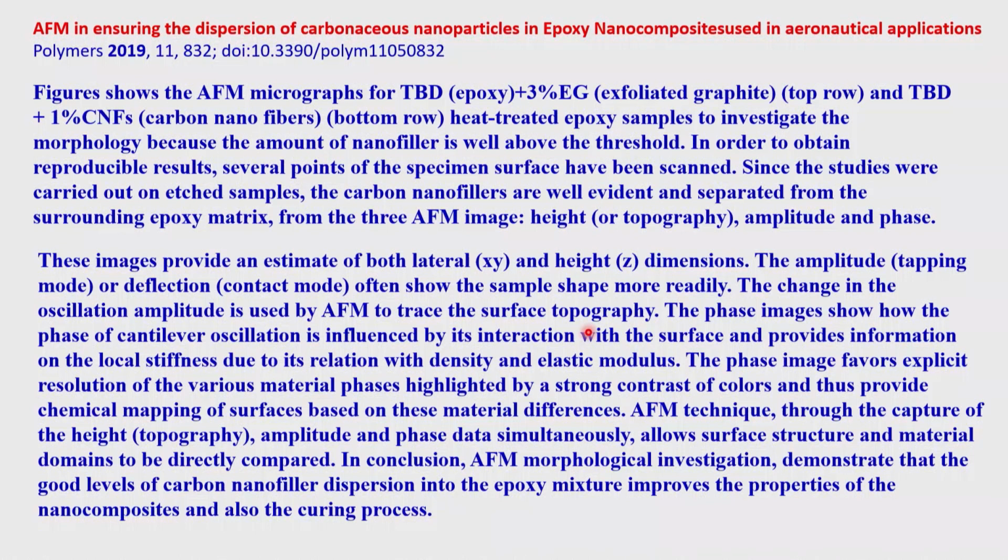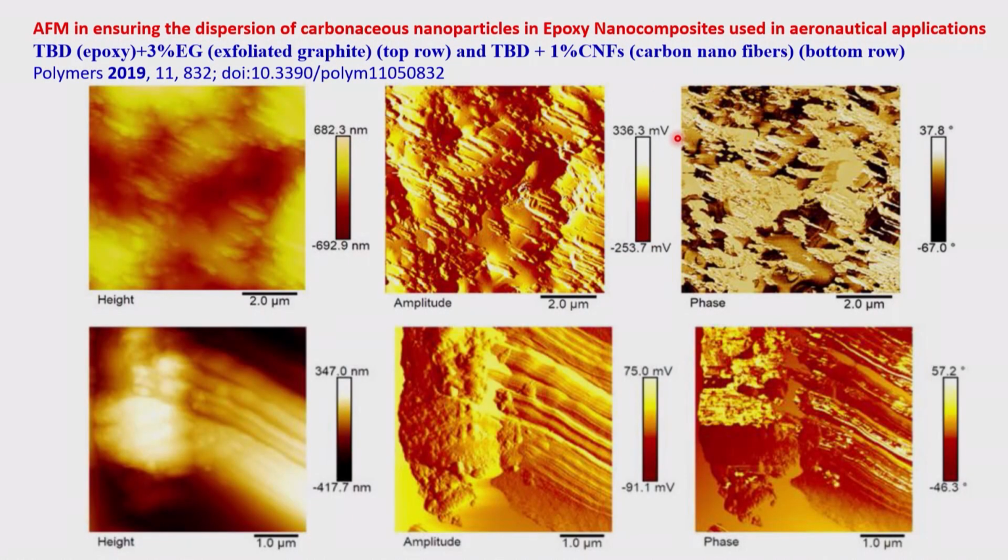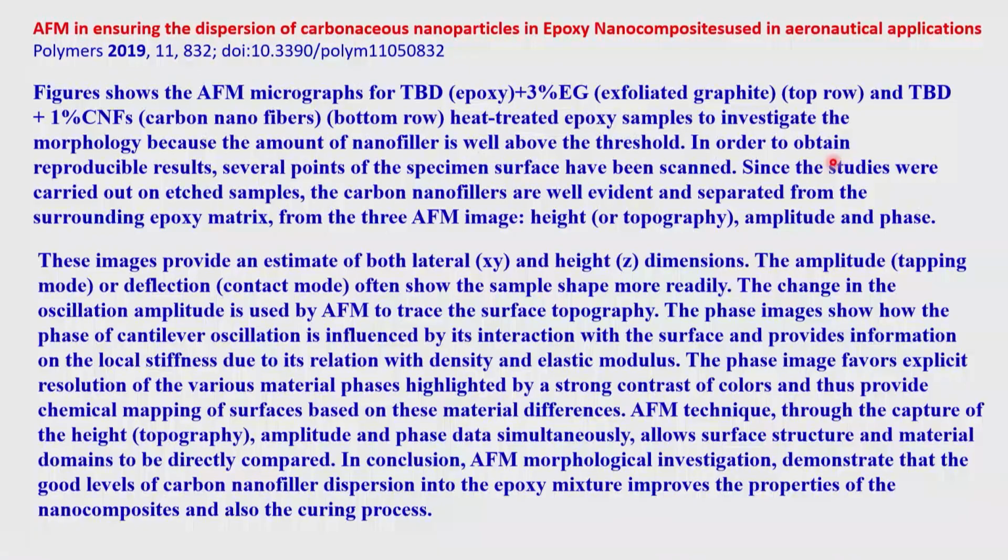So one can be used for the shape, the other for the surface, and the third for the strength, the elastic properties. As well, it can be used for different phases. When you make this particular kind of composite, are there some phases stabilized, new phases formed? All of these can be studied from the three different kinds of images. So the AFM technique, through the capture of height, topography, amplitude, and phase data simultaneously, allows the surface structure and material domains to be directly compared.